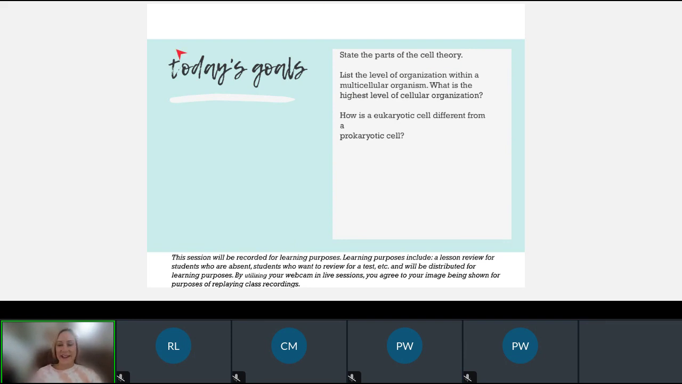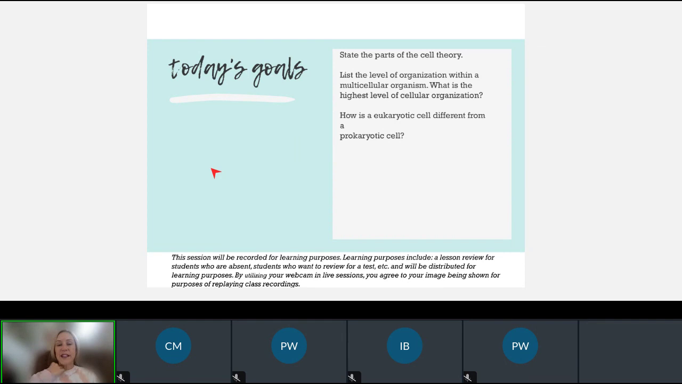Ireland's going to tell us what's up today. Ireland, pop on your mic. Tell us what we're going to do. State the parts of the cell theory. List the levels of organization within a multicellular organism. What is the highest level of cellular organization? How is a eukaryotic cell different from a prokaryotic cell? Perfect. Seriously. Spoken like a professional right there.